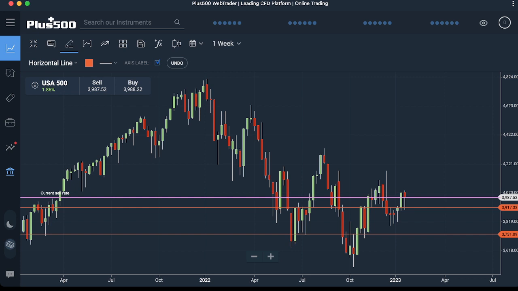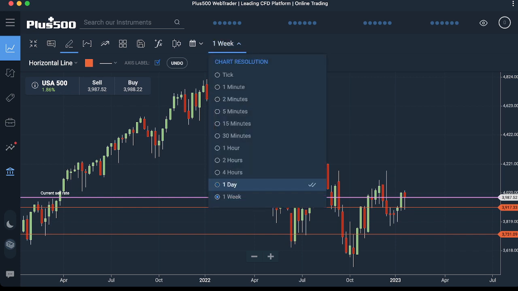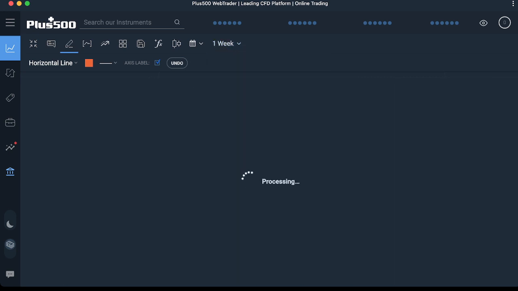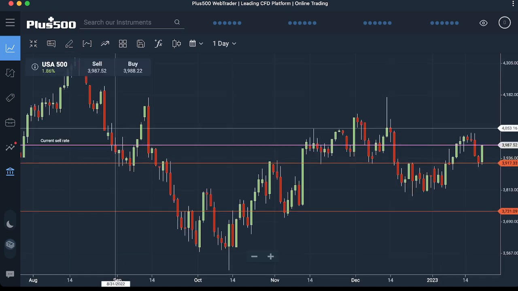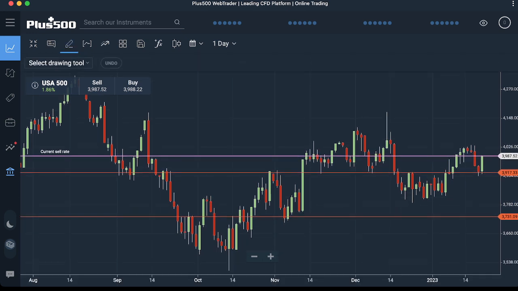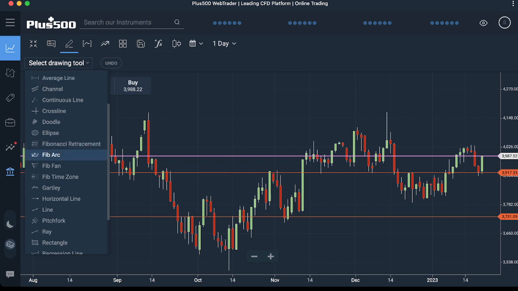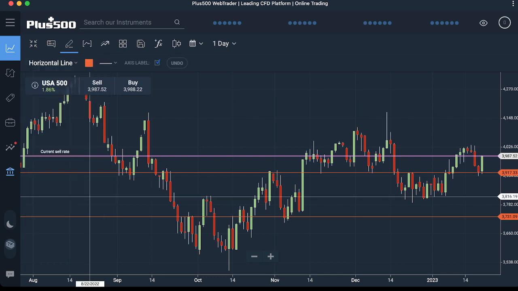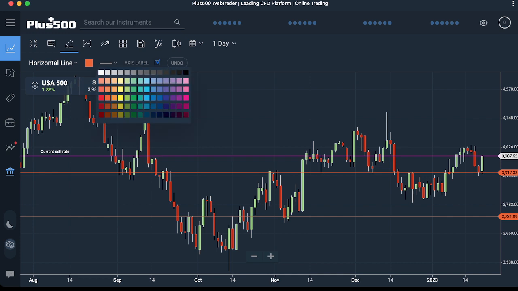And let's go to the daily chart, and I'll do the same thing, and I'm going to highlight the point of interest in the daily chart as well. The color code for the daily is going to be blue and light blue.